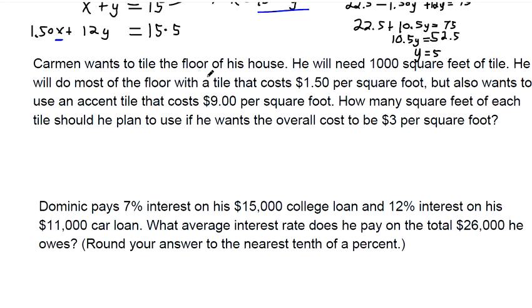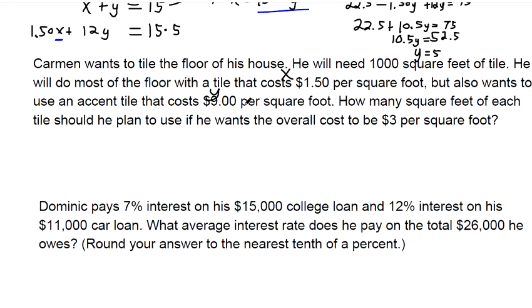Carmen wants to tile the floor in his house. He'll need 1,000 square feet of tile. He'll do most of the floor with a tile that costs $1.50 per square foot, but also wants to use an accent tile that costs $9 per square foot. So there's two types of tiles: the $1.50 type, and then the $9 type of tile.